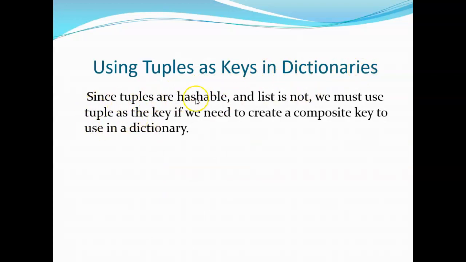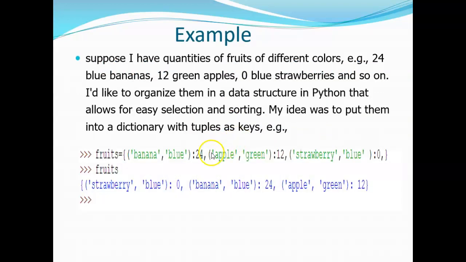Using tuples as keys in dictionaries: since tuples are hashable and a list is not, we must use a tuple as the key if we need to create a composite key in a dictionary. Of course, you can see that it is the key. Got my point? You can use a tuple as the key in a key-value pair.